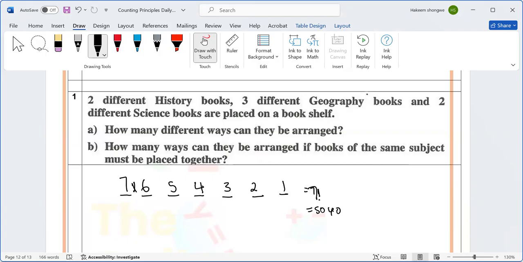But let's go to number 2. How many different ways can they be arranged? Now, this one is something called grouping. We have something called fixing, and then we have something called grouping. Here we are grouping the books.